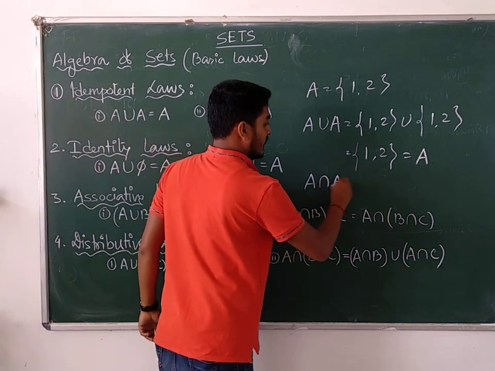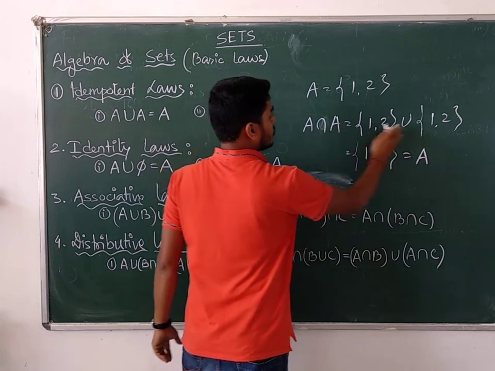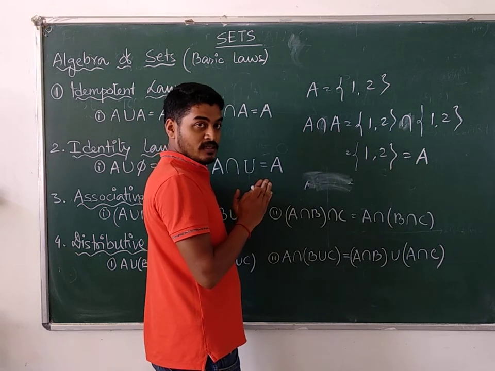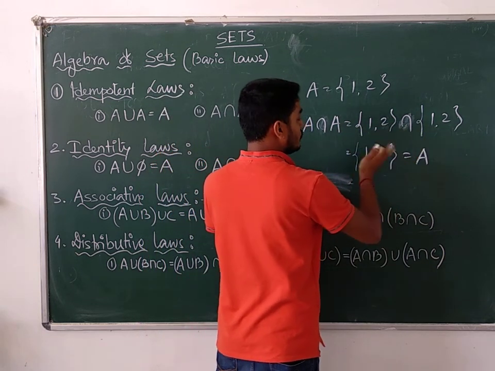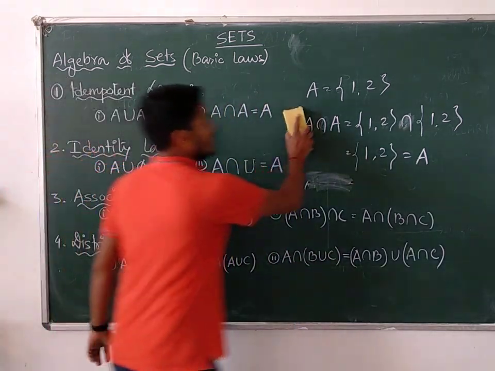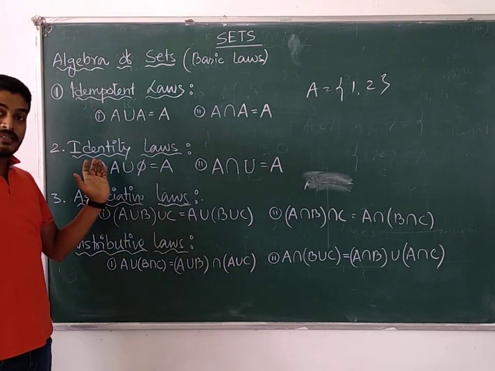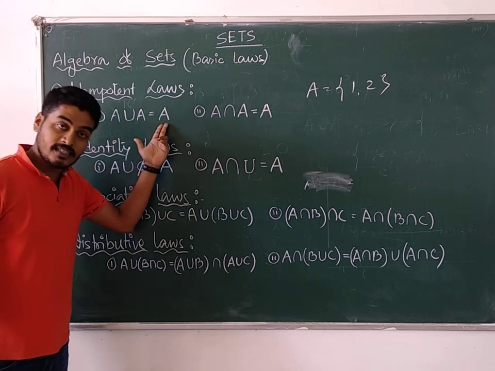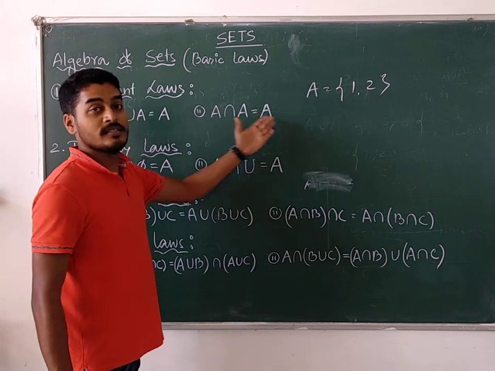A intersection A, in the same way we can easily identify here also. Intersection means you have to find the common elements. So here 1, 2 is there, and here also 1, 2 is there. So the intersection will be equal to A. This law is known as the idempotent law. Clear? So the idempotent law is always applied in between the same set. Union of a set with itself is equal to the set itself. Intersection of a set A with itself is equal to the set itself.